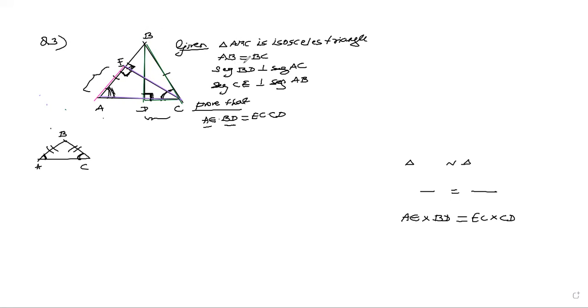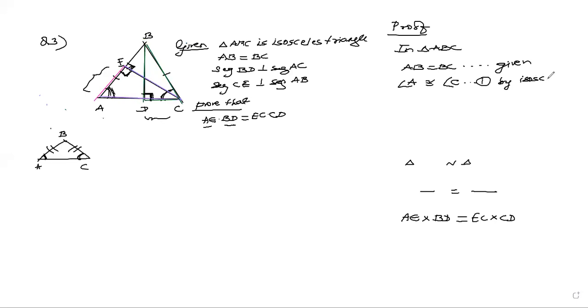ABC is an isosceles triangle. So when I go for this isosceles triangle proof, I look at this triangle ABC first. In triangle ABC, AB equal to BC is given to us. So whenever 2 sides of a triangle are equal, the angles opposite to them are equal. Therefore, angle A congruent to angle C. I call it as 1, by isosceles triangle theorem. Now, why did I number it? I numbered it because I can use it now.